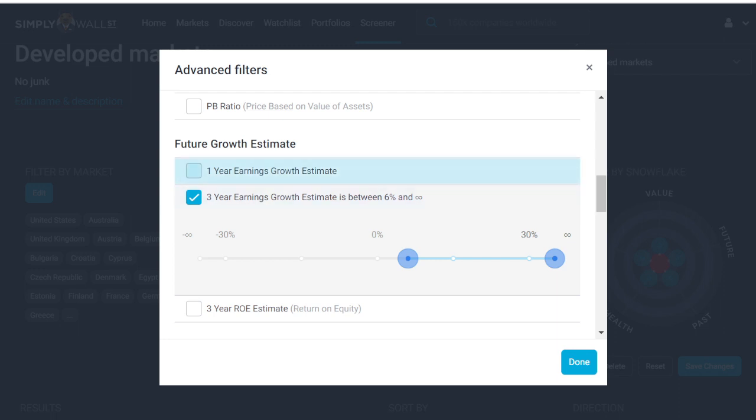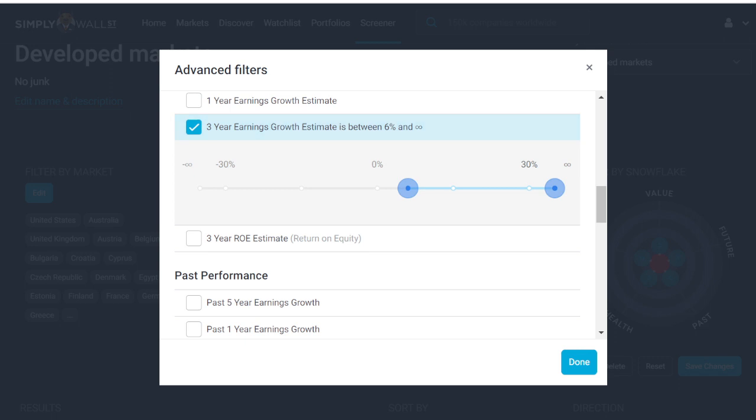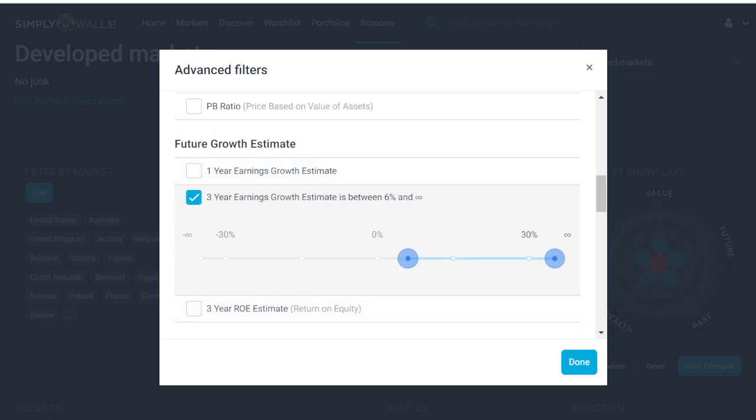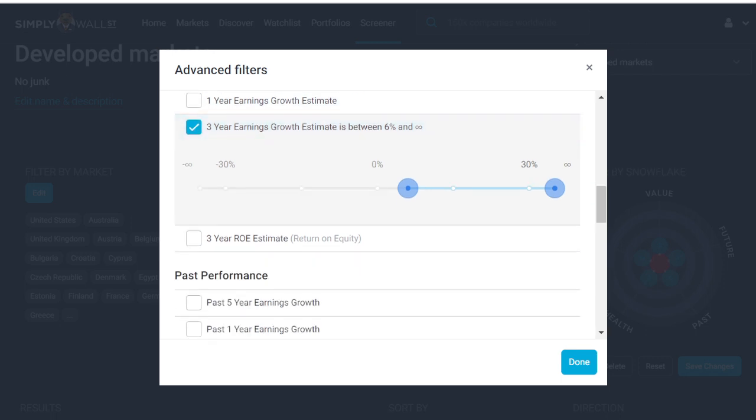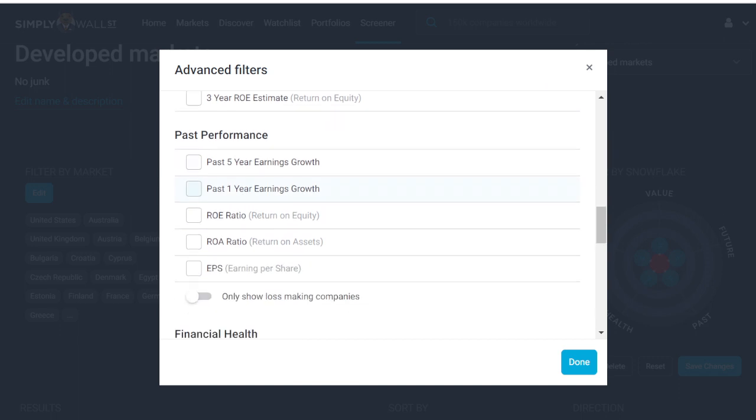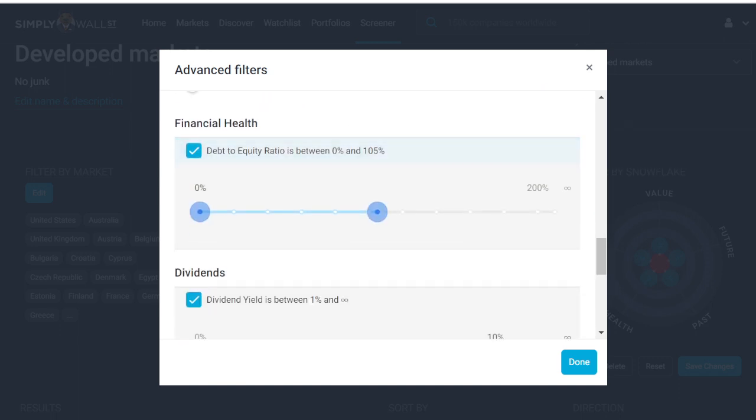I'm putting it at 6%, but you could also put it a little bit higher, depending on the growth you want. Of course, Simply Wall Street only estimates it for the next 3 years. So it's not because it's growing now that it's going to grow 3 years after that. But this is just something to get you started to narrow down the list.